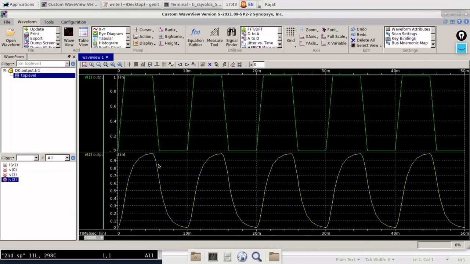So I hope that you are able to get the concept of transient analysis, and in the next video I am going to explain the AC analysis.